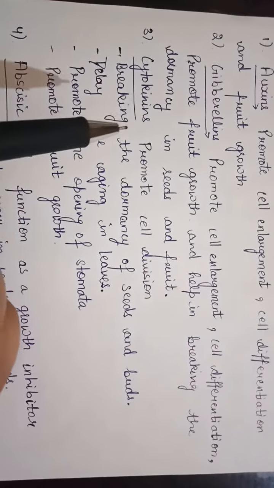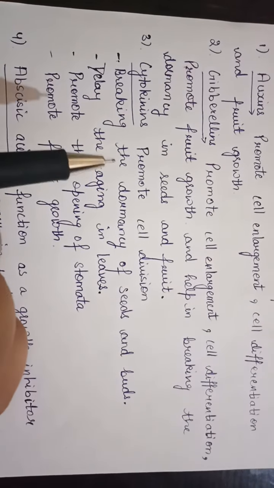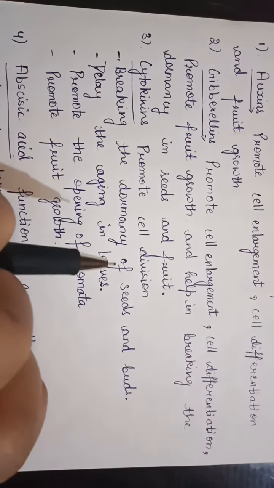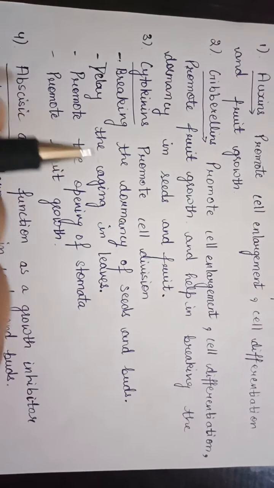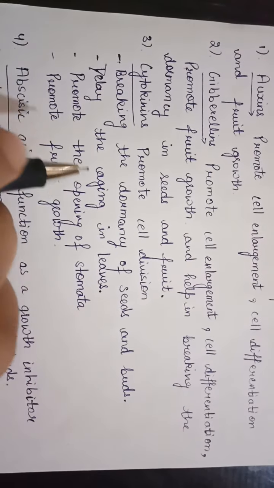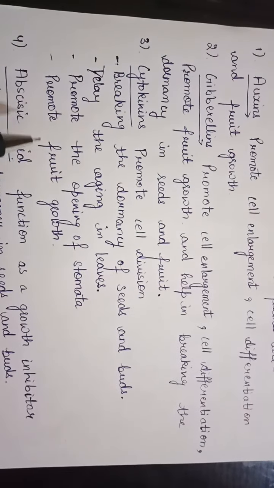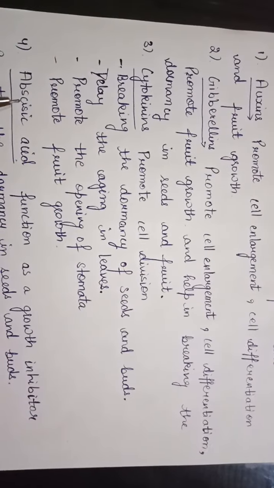Now next are cytokinins. Cytokinins promote the cell division, and help in breaking the dormancy of seeds and buds. They delay the aging in leaves, promote the opening of stomata, and promote the fruit growth.